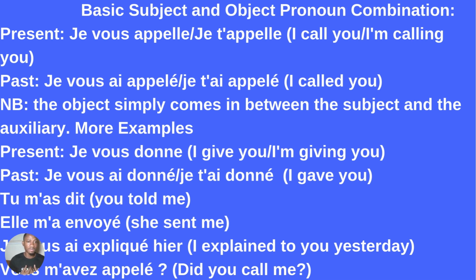To understand very well, you have to understand the rule, even in the present. A lot of times in English, it is I call you, I give you. So it is subject, verb, and then object. But it is reversed in French. It is always the object before the verb. So it is je vous appelle. In English, you say I call you. And if you want to do word for word, you will say j'appelle vous or j'appelle toi.